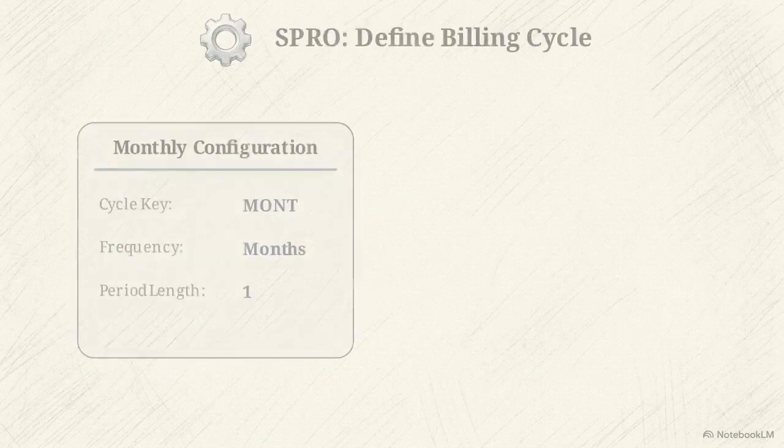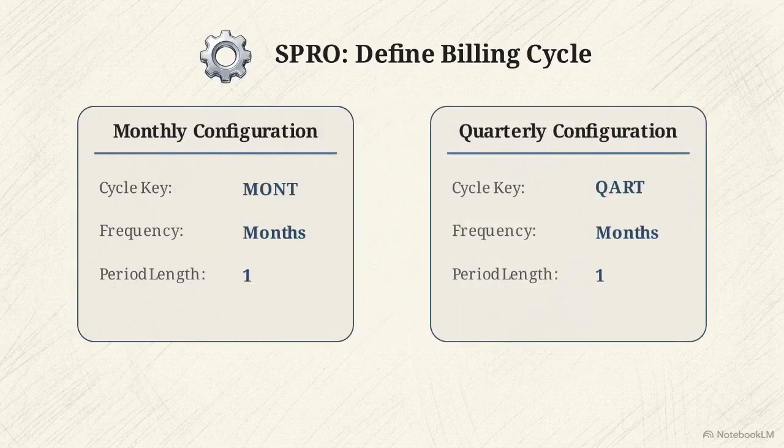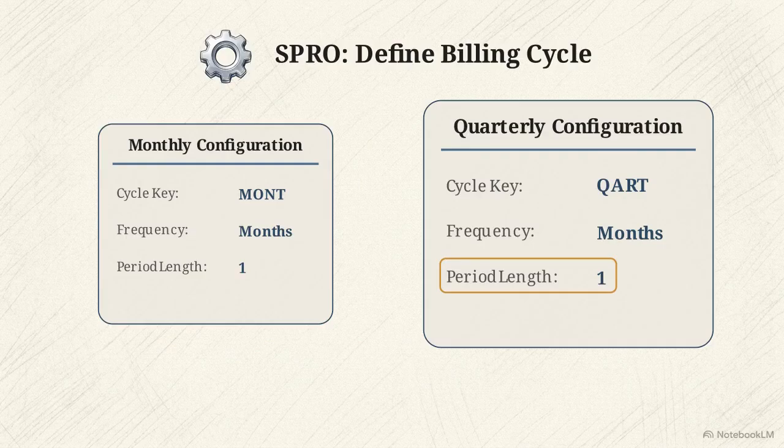This chart shows a common point of failure. Users often copy an existing monthly cycle but forget to adjust the interval modifier. Looking at the right side, you'll see the difference. Our quarterly configuration must explicitly set the period length to 3.